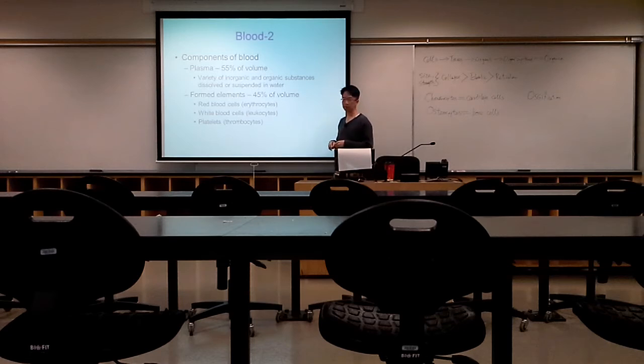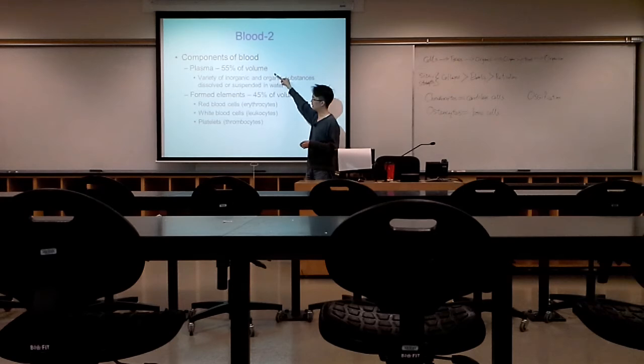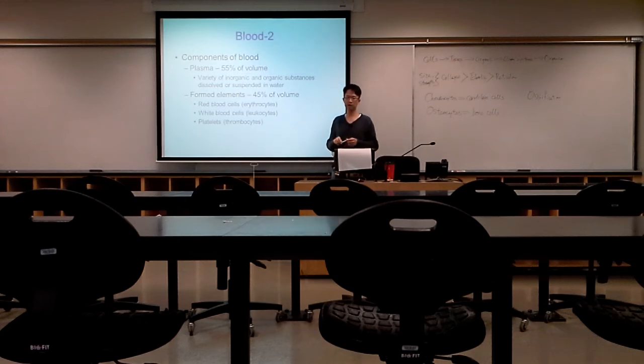This is something that you need to memorize, the numbers. In our blood, 55% is mostly plasma. 45% is the so-called cells. Plasma has inorganic and organic substances. Inorganic substances like ions, like sodium ion, chloride ion, then the organic substances like protein, amino acid, or glucose. Those are the organic substances.